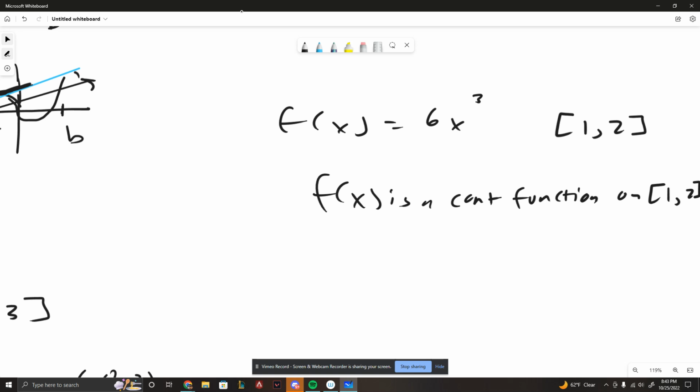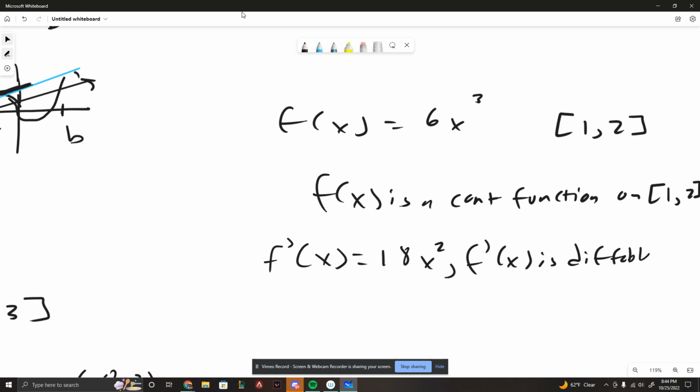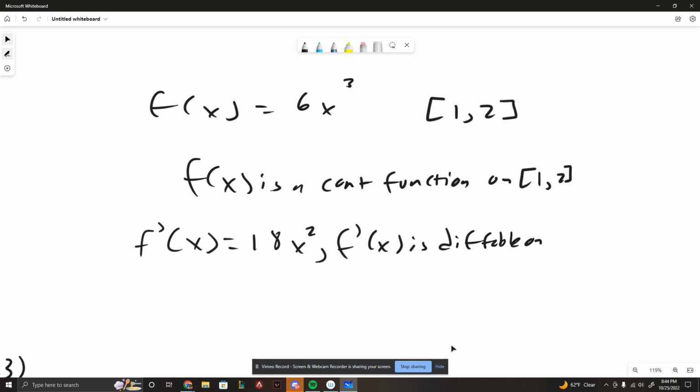Now let's figure out the derivative and see if that's the same case. We know that the derivative will just be 1 power lower, so it'll be a quadratic, which means we know that it will be differentiable, but you should find it out because we're still going to have to find out either way. So the derivative is 18x squared, so f prime of x is differentiable on the open interval of 1 to 2. So both our conditions have been met because MVT only has these conditions.